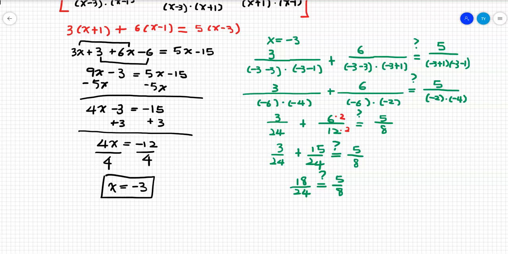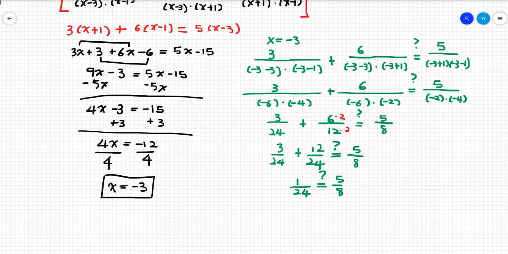Let me see. Minus 3, that's negative 6. Oh, that's not 15. That's supposed to be 12. Sorry about that. Over here. I don't know why I said that. Maybe I was going too fast. So this guy here is supposed to be 15.